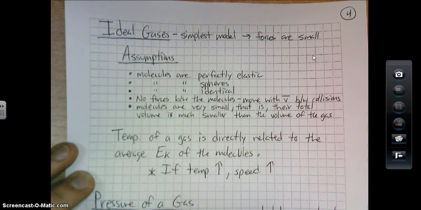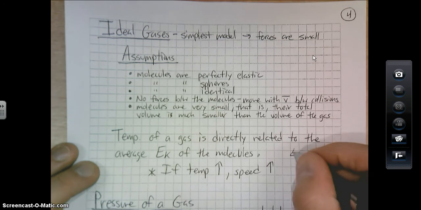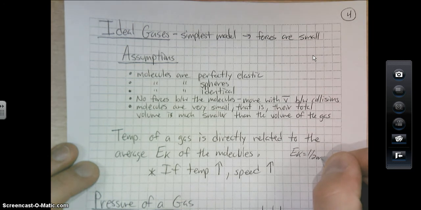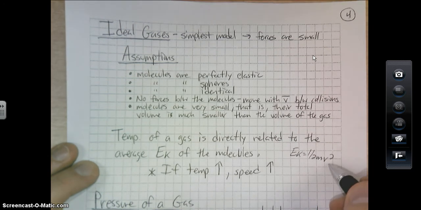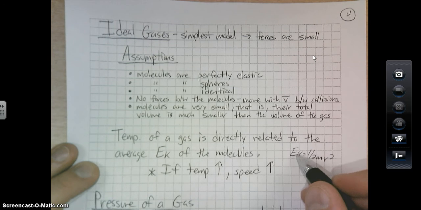Okay. Something you should know is that the temperature of a gas is directly related to the kinetic energy of those molecules. Therefore, if the temperature increases, so does the speed of those molecules, because if you're increasing the kinetic energy, well, the mass of the molecules doesn't change. That would make them different types of molecules. So the speed of those molecules would have to go up. Just keep in mind that kinetic energy is 1/2 mv squared. The mass stays the same, so v would have to go up if this value goes up.